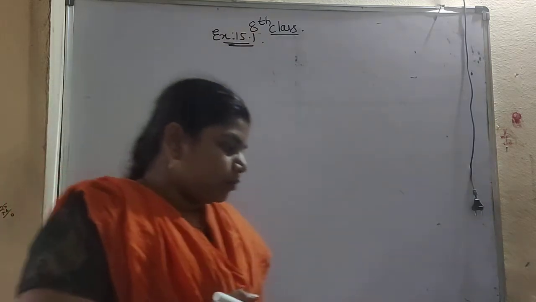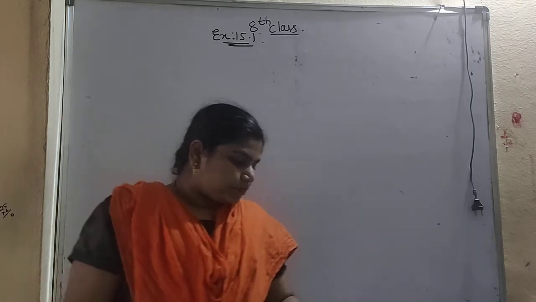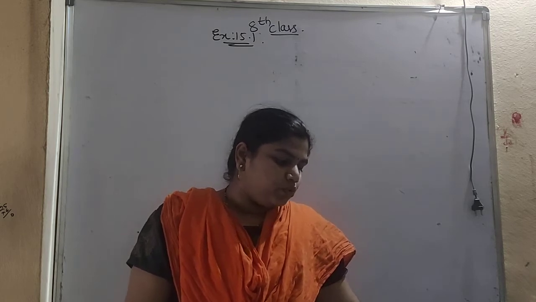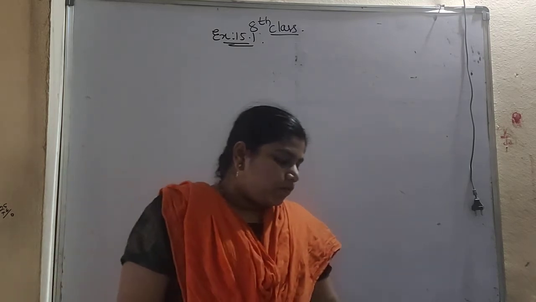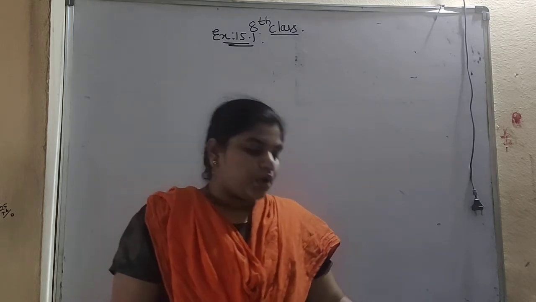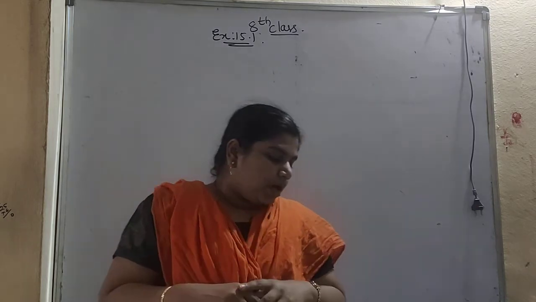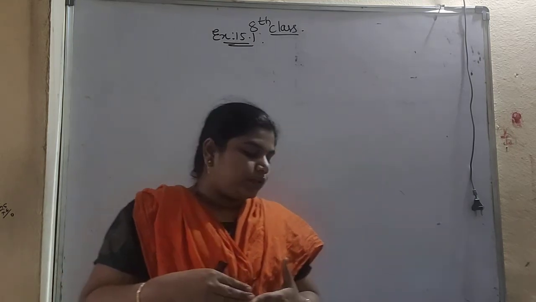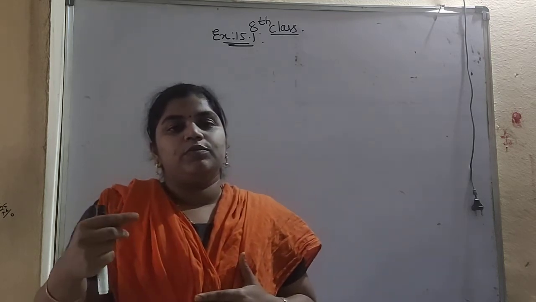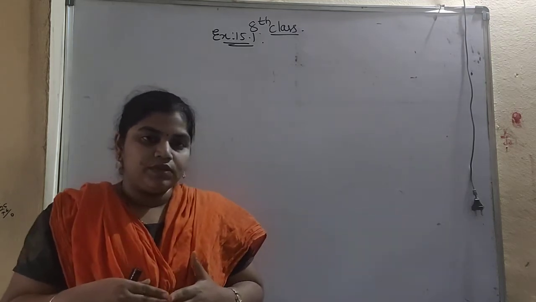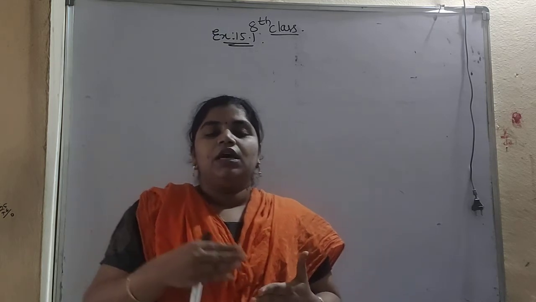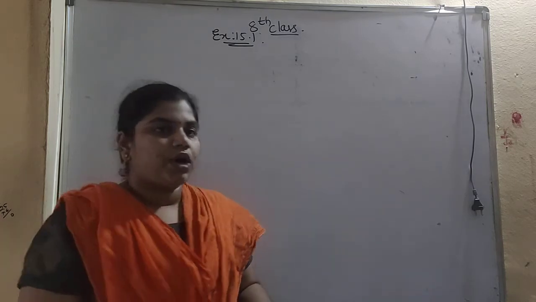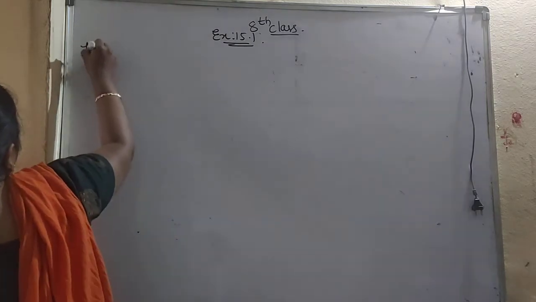So what is that? Exercise 15.1. In the first bit, using divisibility rules, find which of the following numbers are divisible by 2, 5 and 10 in the given table. They have given a tabular form and you have to check which number is divisible by 2, which by 5 and which by 10. If it is divisible, you have to write yes. If it is not divisible, you have to write no. The first bit you try as homework, in the textbook itself.